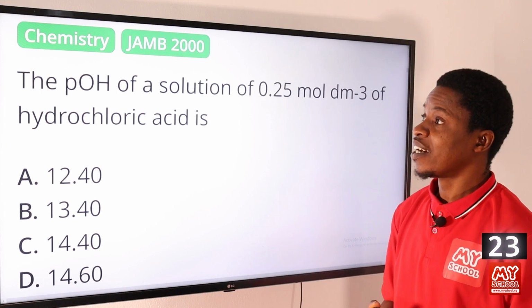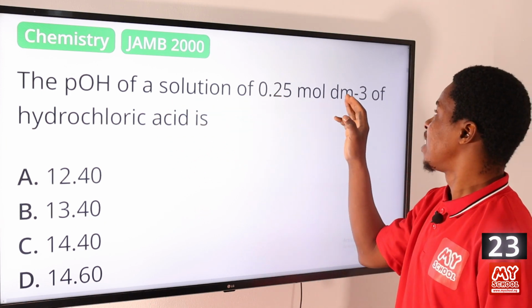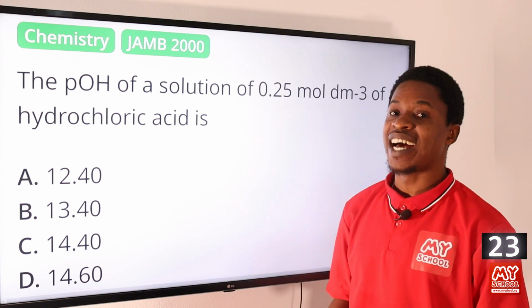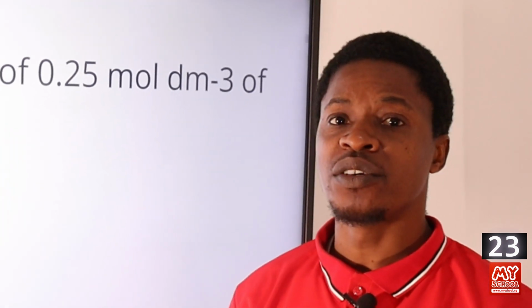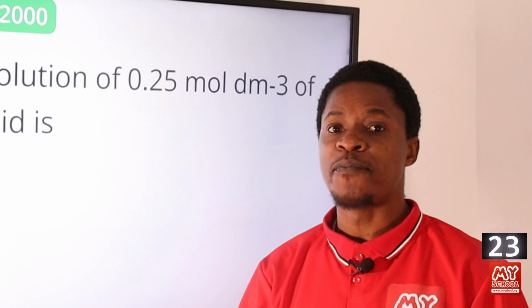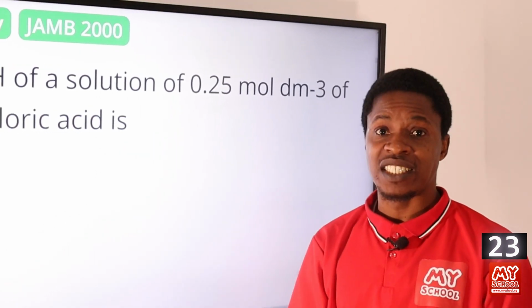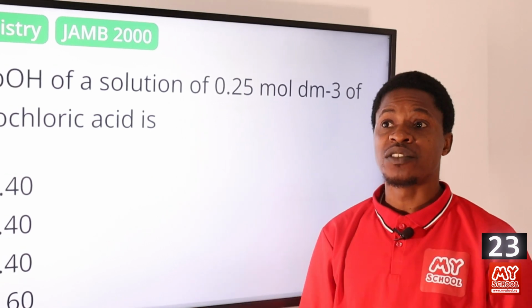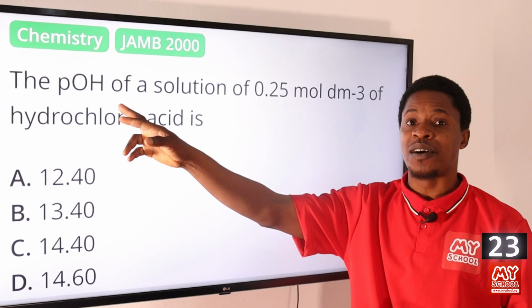Question number 23 now. The pOH of a solution of 0.25 mole per dm cube of hydrochloric acid is what? pOH measures the level of alkalinity of a substance, and then we have pH also. pH measures the level of acidity of a particular substance or acid. So we want to calculate the pOH now.